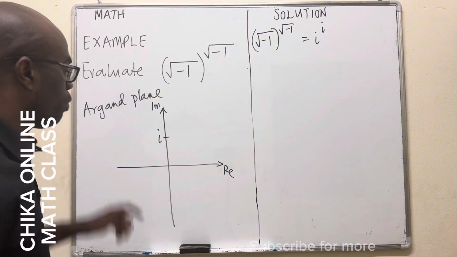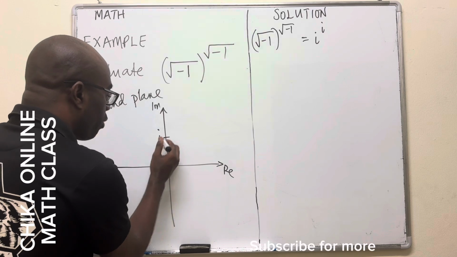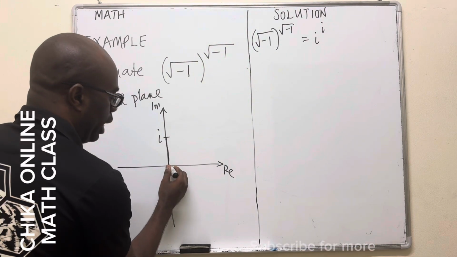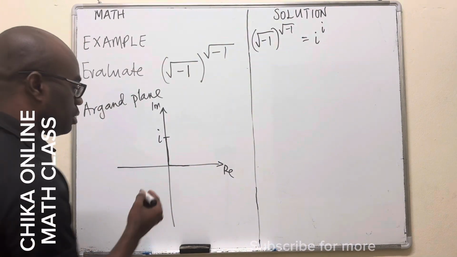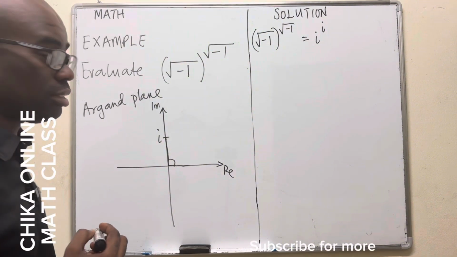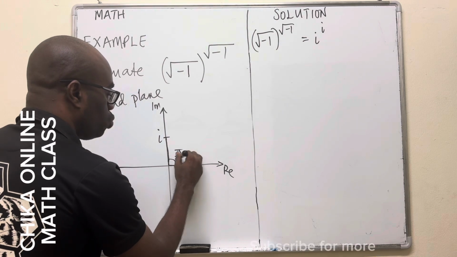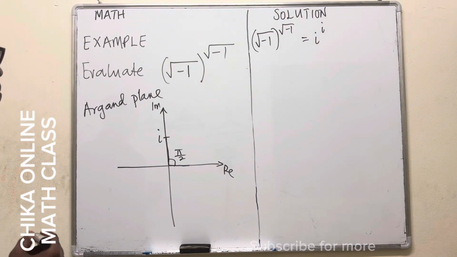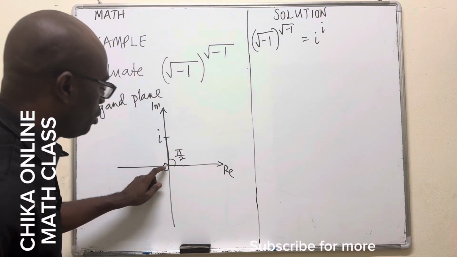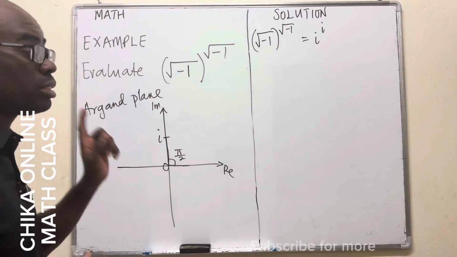Now, to find the argument of the complex number i, you check the angle between the line from the origin to the complex number i and the positive real axis. What's the angle here? The angle here is nothing but 90 degrees, or we call it what? Pi over 2 radians. So now what is the length from the origin to the complex number i? It is nothing but 1.